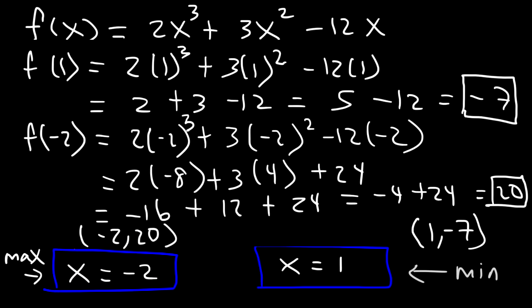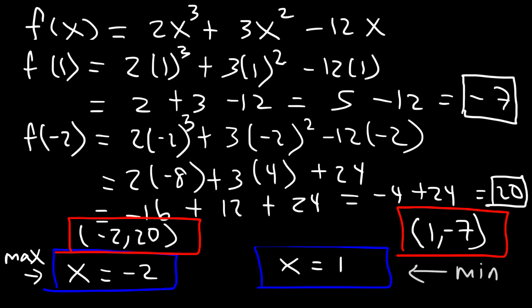And so that's it for this problem. So now you know how to identify the ordered pairs for the local maximum and the local minimum. And we can clearly see that 20 is a lot higher than negative 7. Now let's work on one final problem.